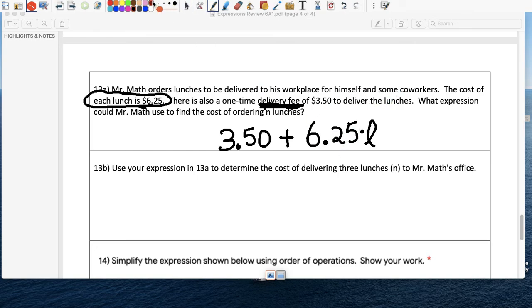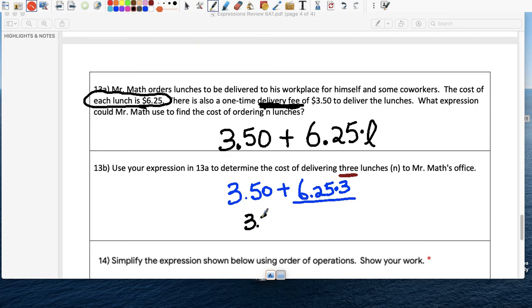Now, if 3 people eating lunch, if 3 people ask for lunch, how much are we going to pay? Well, that shouldn't be that bad. So 3.50 para la entrega plus 6.25 times how many people order lunch? 3 personas pidieron lunch. So now we can use order of operations.